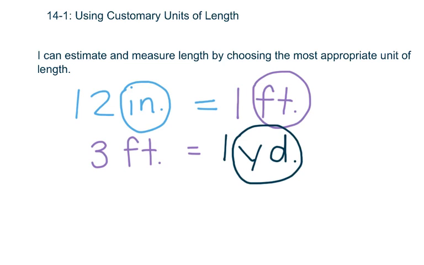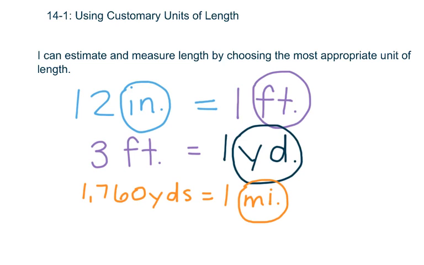And for a mile, we're actually going to write down 2 different conversions. The first is 1,760 yards in 1 mile. The abbreviation for mile is MI, period. More commonly, you'll see this conversion. 5,280 feet are in 1 mile.